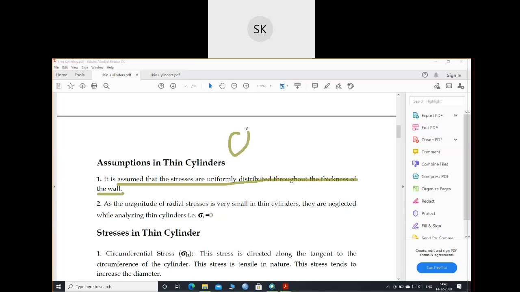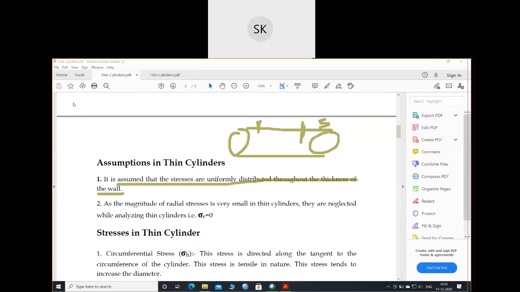Suppose this is your cylinder. The pressure from the liquid inside this cylinder will be uniform. Suppose here it is acting 5 kilonewton, here it will act as 5 kilonewton. So the stresses are uniformly distributed throughout the thickness of the wall. But in a thick cylinder, the stresses are not uniformly distributed; we'll discuss that in next classes. The first assumption of a thin cylinder is that stress is uniformly distributed throughout the thickness of the wall.